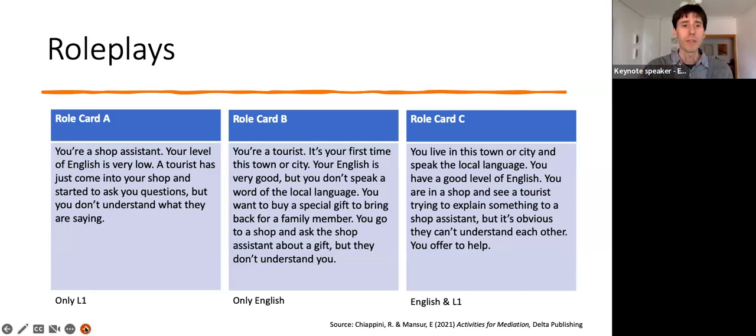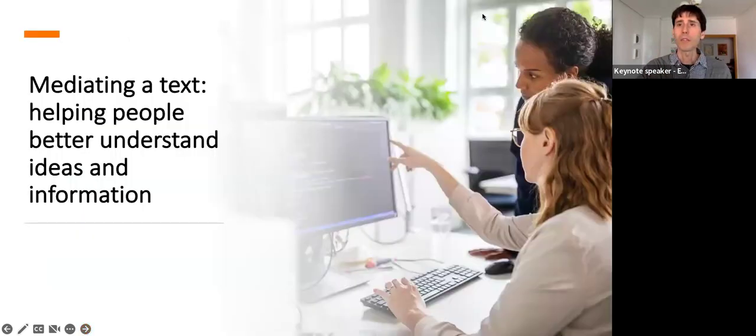So I've given you some ideas for that first type of mediation. So now we're going to be looking at the second type of mediating, which is mediating a text, which, as we said, was helping people better understand ideas and information.